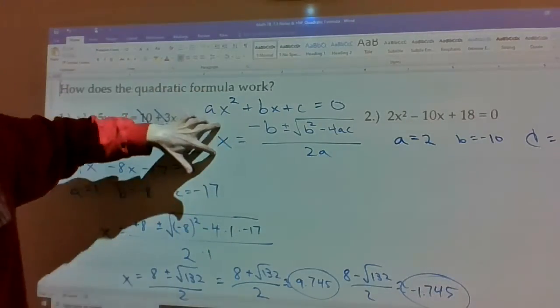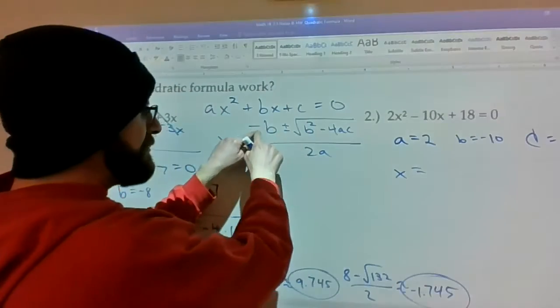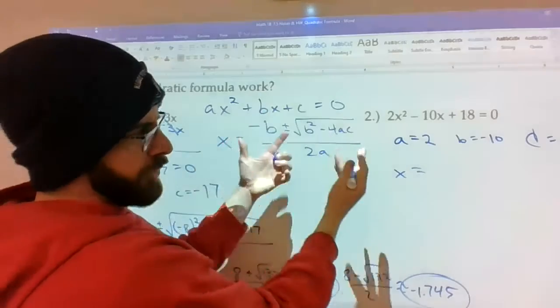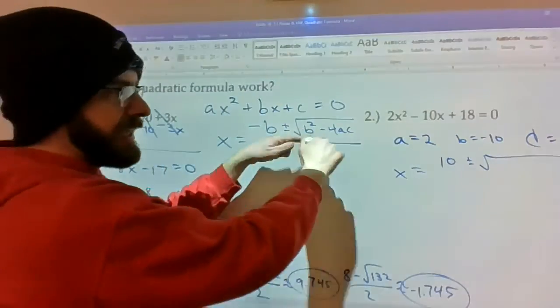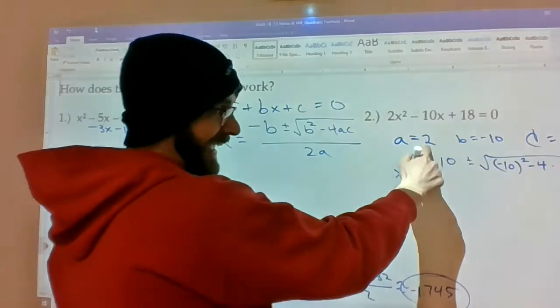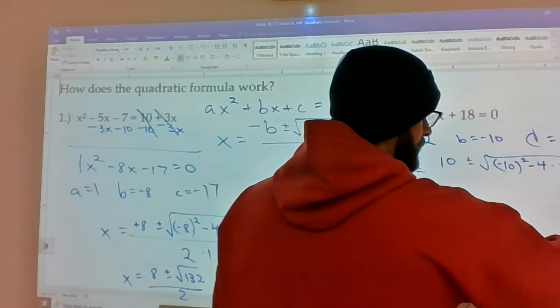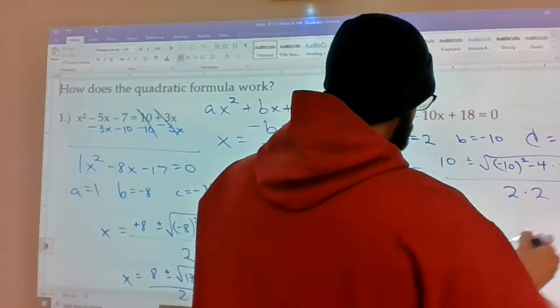Plug into this equation. X equals negative b. So again, if your b is negative already, that negative b is going to neutralize. It's going to be plus 10 now. Square rooted, negative 10 squared, minus 4 times a times c, divided by 2 times 2.